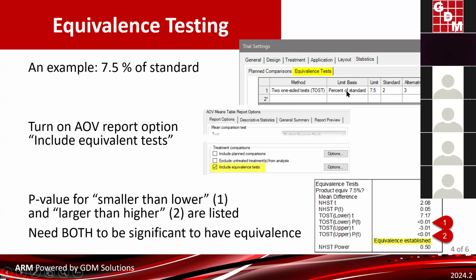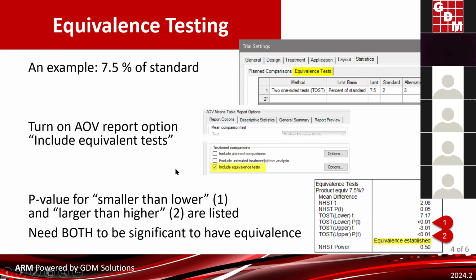How am I going to define my bounds, that limit? In this case, I do a percent of the standard, and then what's the numerical value? So it's 7.5%. And then the treatment number of our standard, treatment number of the other treatment, which we call the alternative. And then the description is just a free text field that'll end up being on your report. So I like to try to have this be like a nice heading, try to explain what you're doing, because it will be in the output.